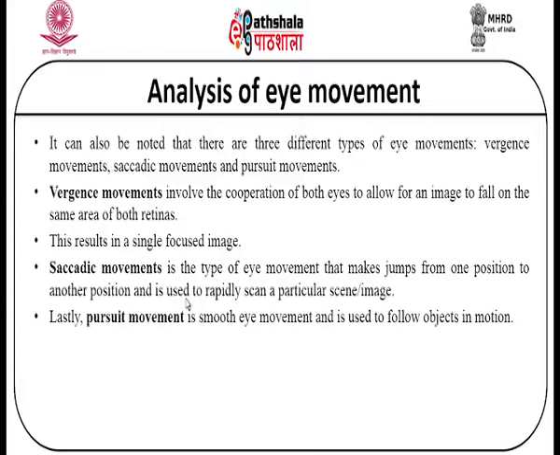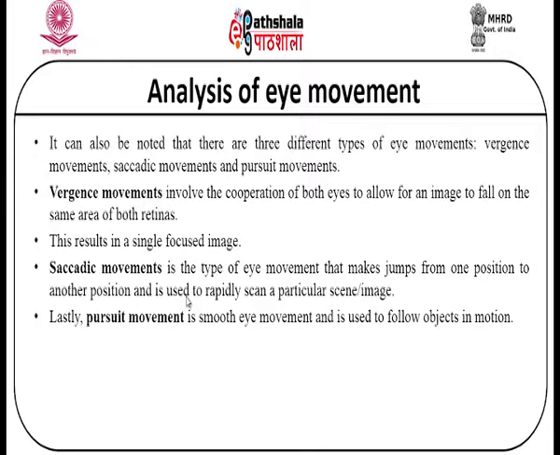It can also be noted there are three different types of eye movements, which are called the vergence movement, saccadic movements and the pursuit movements. Let us see what these three movements are. The vergence movements involve the cooperation of both the eyes to allow for an image to fall on the same area of both the retinas. The result of this vergence movement is a focused image.